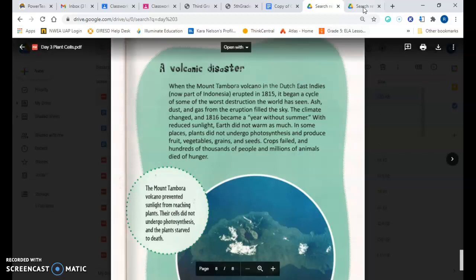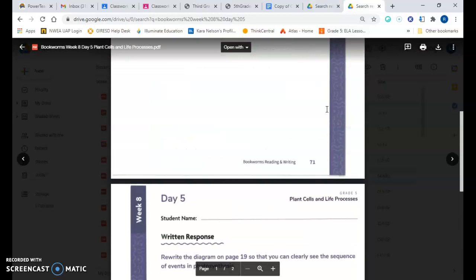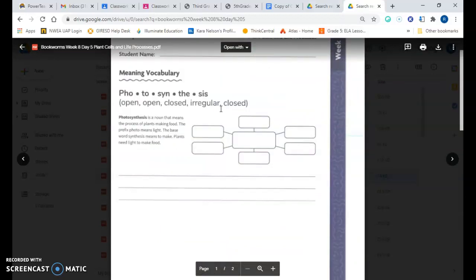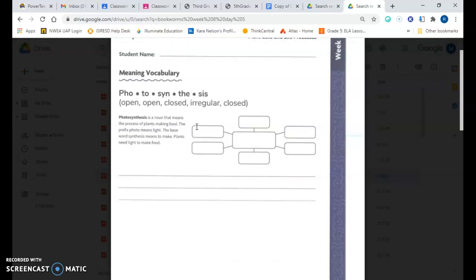Okay, now that you've answered all of my questions, it is time to get into our bookworms. Our first thing is photosynthesis. So we have this vocabulary word. Photosynthesis means the process of plants making food. The prefix photo means light. The base word synthesis means to make. Plants need light to make food.